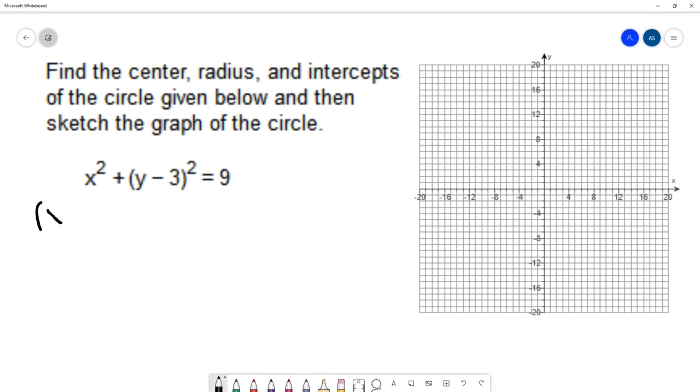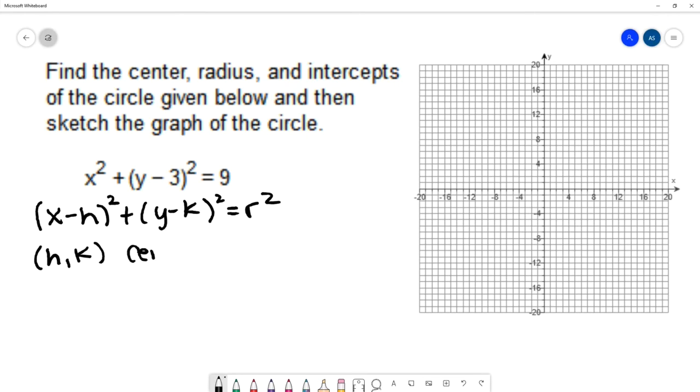The standard form of a circle is x minus h squared plus y minus k squared equals r squared. In this standard form, the h and k form the center of the circle, and r is the radius of the circle. Our equation of the circle is written in standard form as well, so we're going to be able to identify that center and the radius.